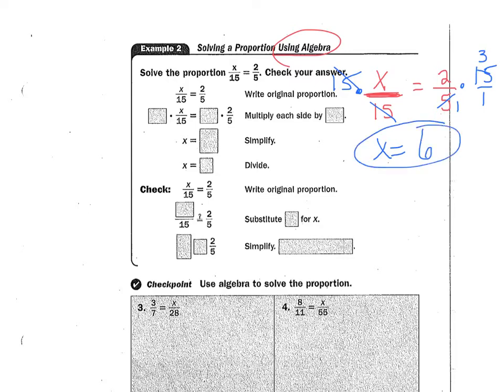How do we know if we're right? Well, we check our answers. Put 6 in there. 6 over 15, does that reduce to 2/5? Well, if I divide them each by 3, I get 2/5, and they are equal. Okay, so you guys do 3 through 6 and bring them back.